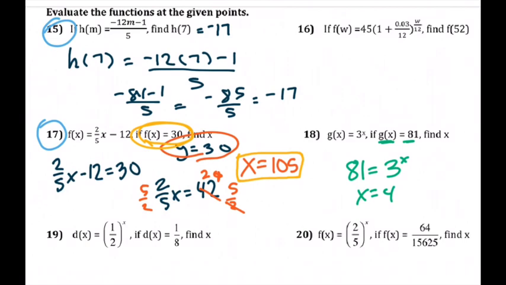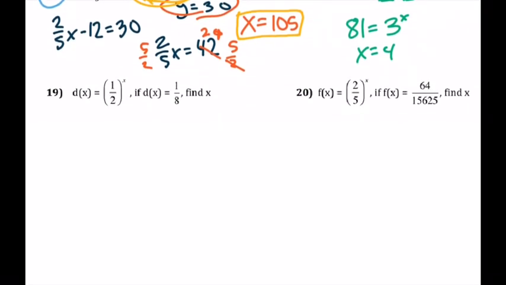Let's take a look at number 20 just because that's similar in nature, but it looks really intimidating. If we look at number 20, it says f of x is equal to 2/5 to the x power, and f of x is equal to 64 over 15,625. So first, the setup. How would you set that up? Who can tell me how to set this up? What am I going to write?